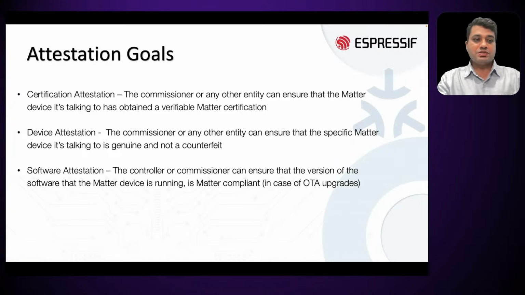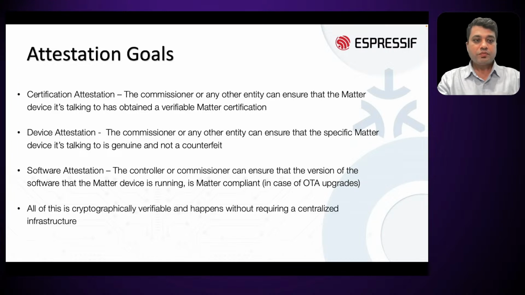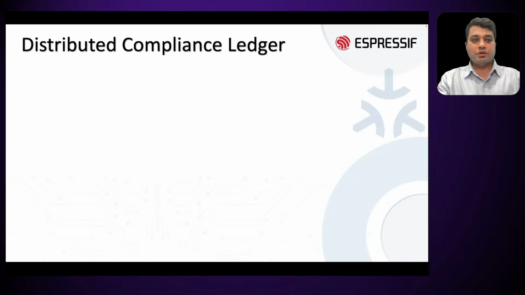The third goal is software attestation. The firmware version running on the particular Matter device should also be Matter compliant, and that should be verifiable by the controller or the commissioner. And all of this needs to be cryptographically verifiable, and preferably it should happen without requiring centralized infrastructure. So these are the attestation goals, and the way these attestation goals are achieved is that they begin at the Distributed Compliance Ledger, which is commonly shortened to DCL.